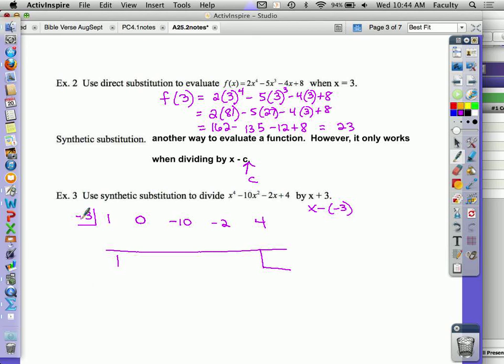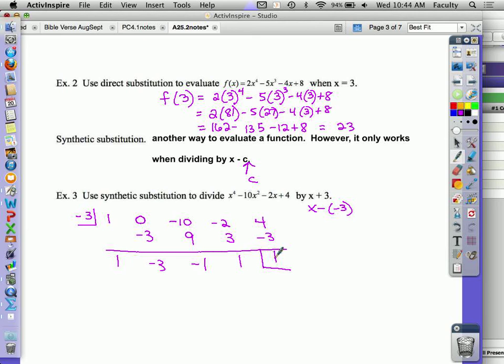Then you take the number in the box times that first number. So negative 3 times 1 is negative 3, and you put it in the next column. Then you add the column. So that's negative 3. Then you repeat. Negative 3 times negative 3 is 9. Add the column. Negative 3 times negative 1 is positive 3. Add the column. Negative 3 times 1 is negative 3. Add the column.